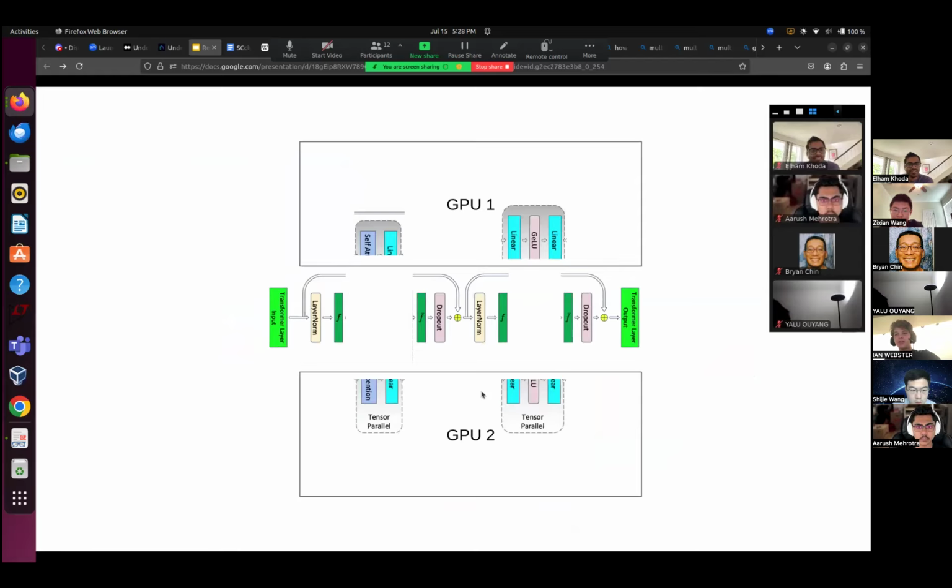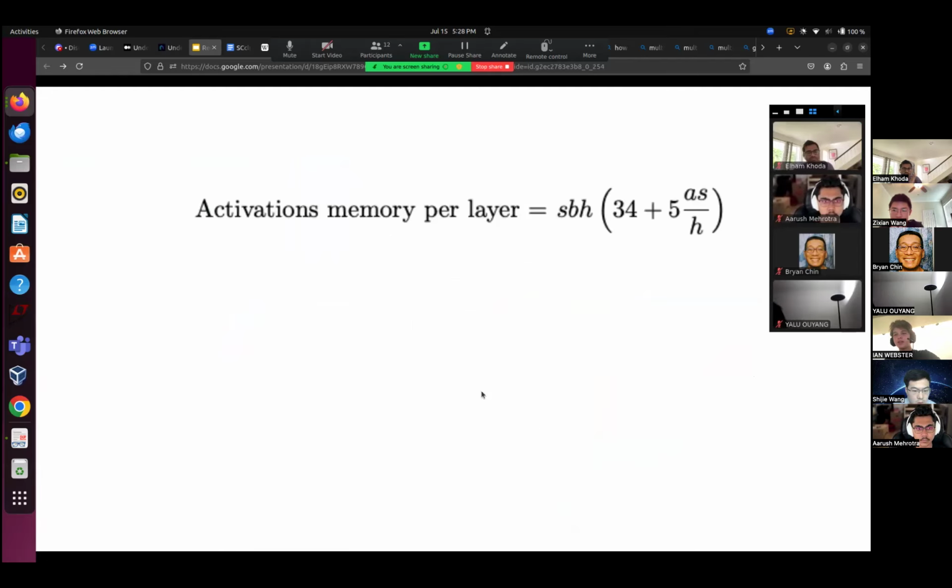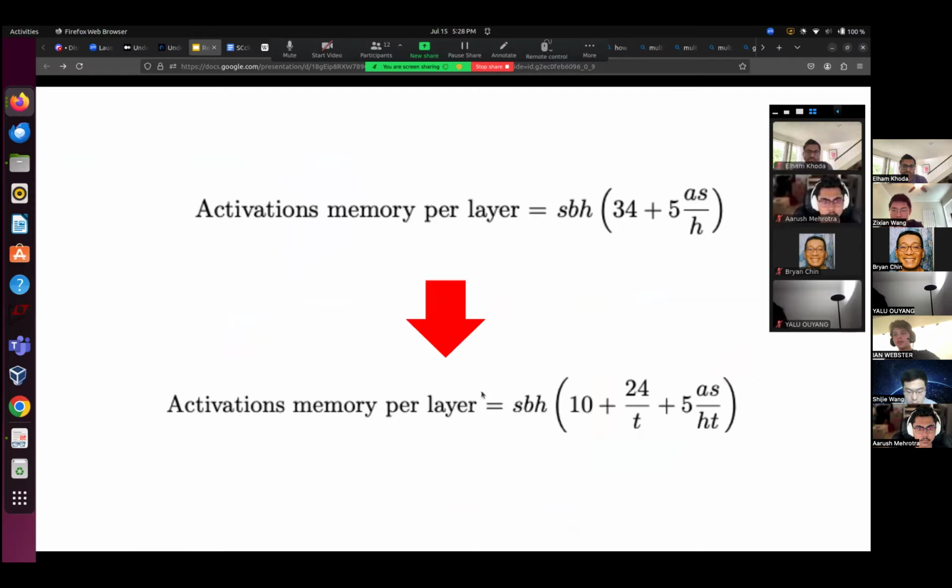So yeah, you split it across GPUs. You could have more than 2. You could split it a lot of different ways. And then that takes your equation from this to that. And that is tensor parallelism.